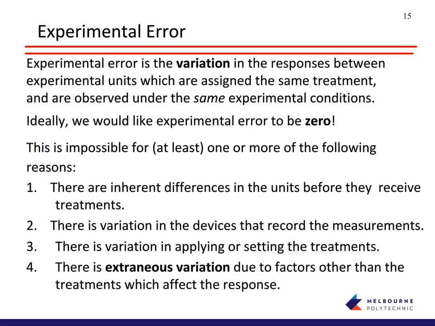So if we have two individuals, both of which receive the same treatment, but we get a different result, that is experimental error. So we have exactly the same environmental conditions, but the result is different. That can be due to a number of different reasons. Often it's genetic differences between the experimental units that we're using, so the plants may have slightly different genes, different humans obviously have different genes.